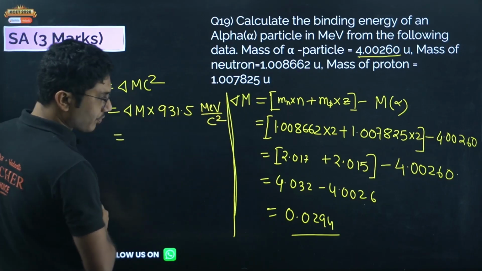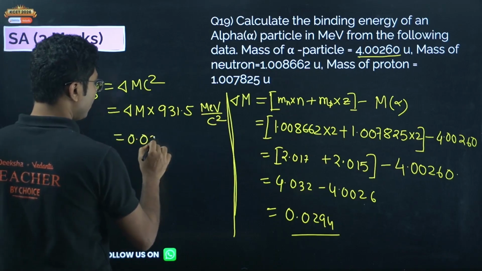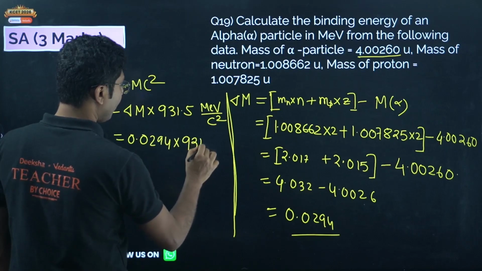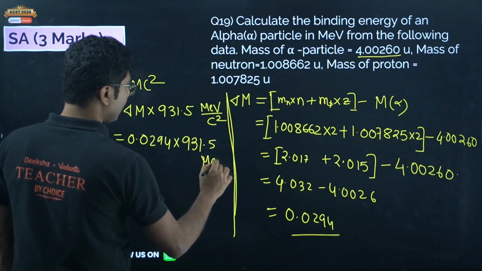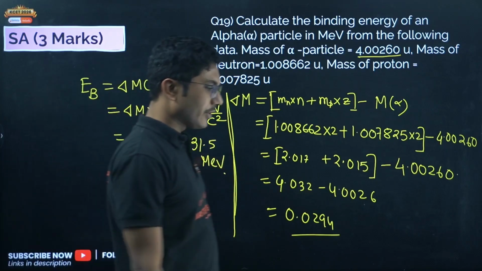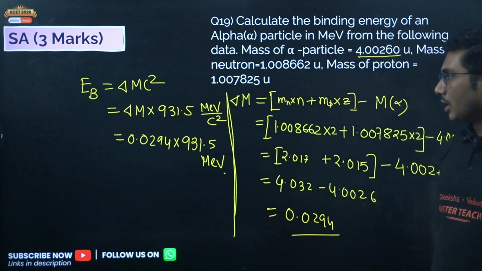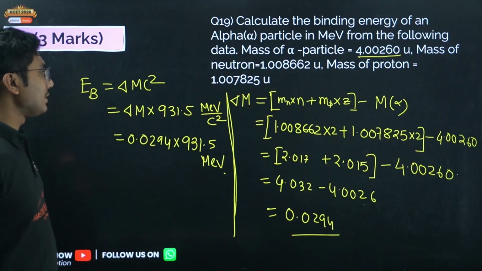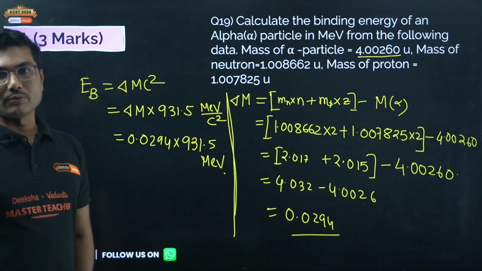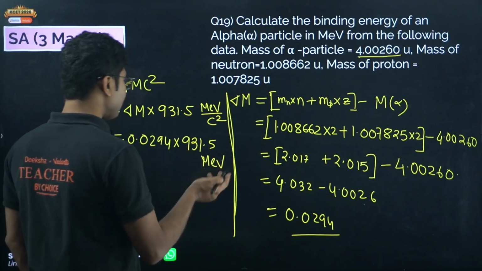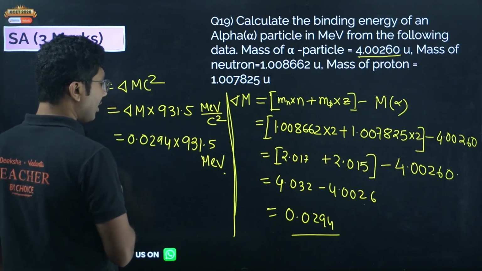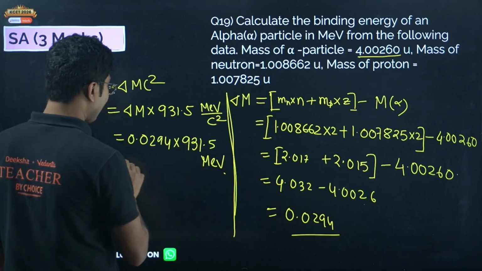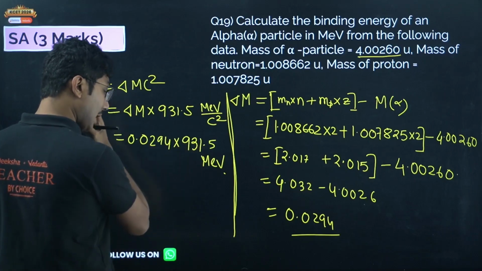So this will be 0.0294 into 931.5 MeV. This is the way to convert directly from mass defect to binding energy. Mass defect to binding energy, you have to multiply with 931.5. This is an easy conversion. It will come out to be, I think, about 1.8. You can calculate this exact value. As I mentioned, I will not be solving that.